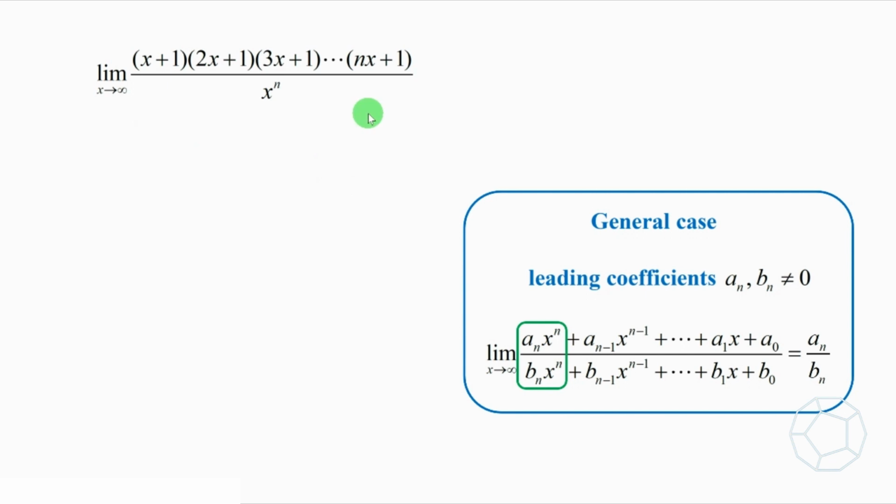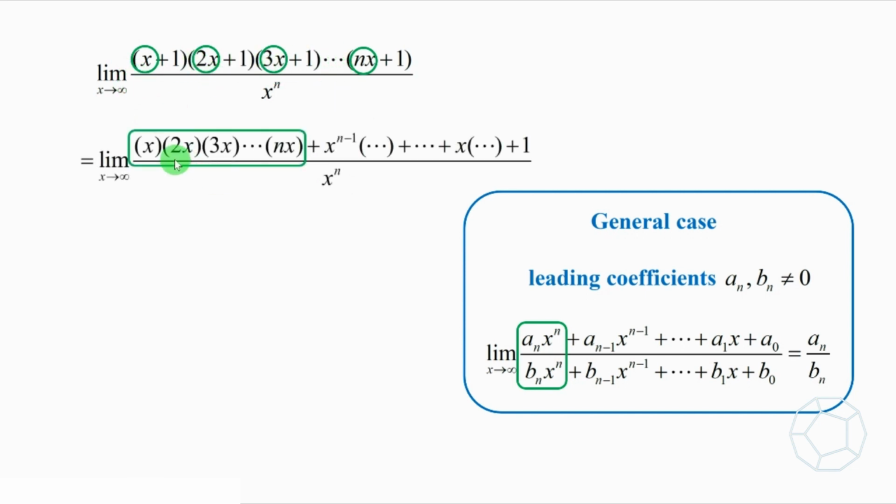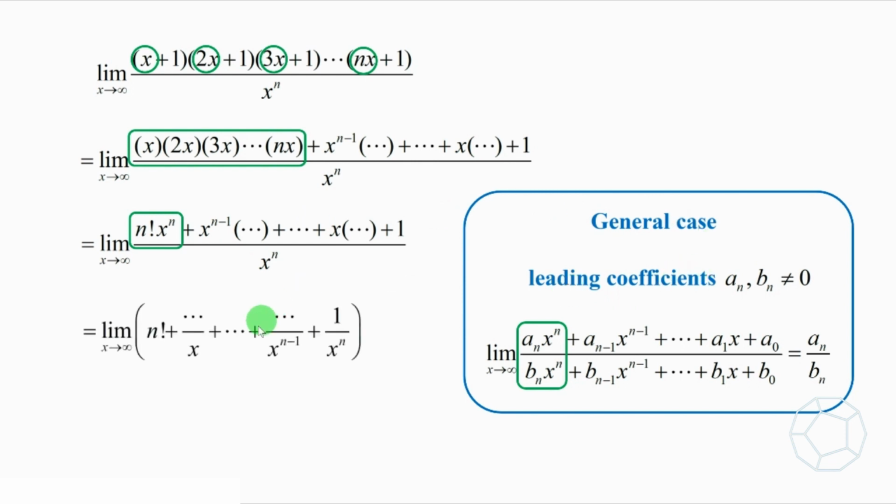Alright, let's go back to our original limit. How do we get the leading term in the numerator? In each bracket, we take the x term and multiply them together. So it is 1x times 2x times 3x all the way up to nx, which is equal to n factorial times x to the power of n. The smaller power terms are not important. We just use dots to represent them. Now, you may either use the result of the general case directly or separate the fraction. In both cases, we get the limit, which is n factorial.